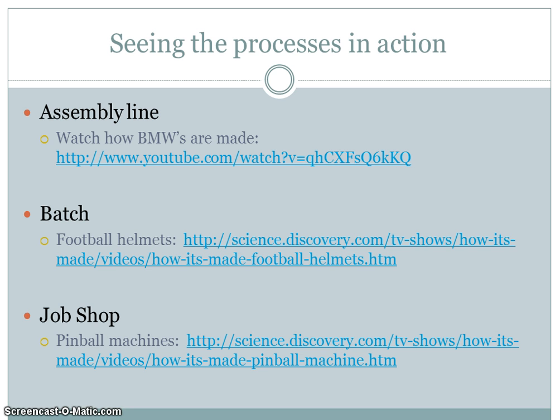If you took class with me, you may remember we watched some videos so you could see some of these processes in action. And here's a few more. For the assembly line, you can look at the YouTube video to see how BMWs are made. For football helmets, for the batch methodology, we watched a video on football helmets. And for job shop, we watched the video on pinball machines. So if you don't remember those videos, you might pause the tutorial now and watch the videos so it makes more conceptual sense.